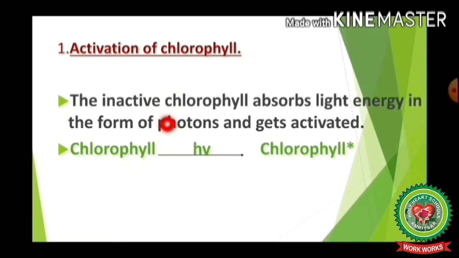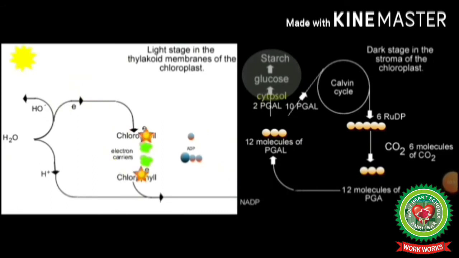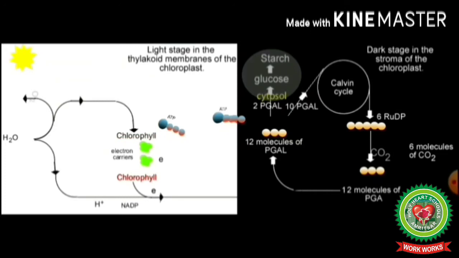The inactive chlorophyll absorbs light energy in the form of photons. Photons are the smallest unit of light energy, or we can say one packet of light energy, absorbed by the chlorophyll and gets activated. In this picture you can see the inactive chlorophyll absorbs light energy and gets activated.